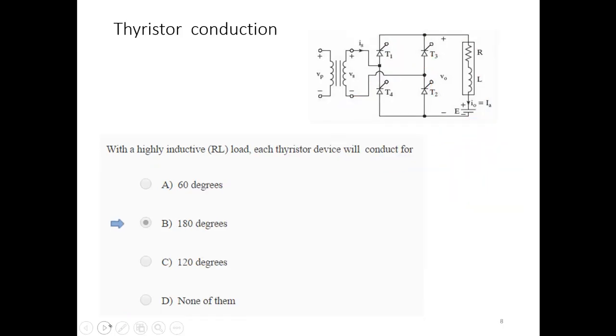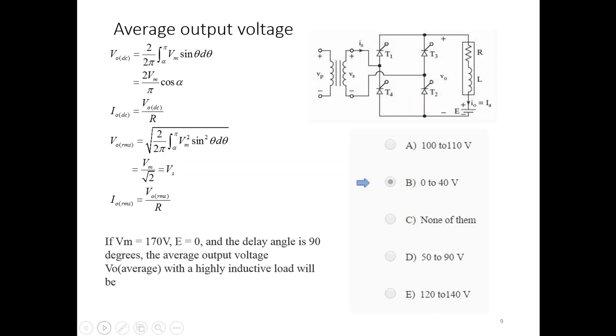With the highly inductive load, the thyristor will conduct for what? It will be 180 degrees. That means each thyristor will conduct for 180 degrees. 1 and 2 will conduct for 180 degrees, and 3 and 4 conduct for 180 degrees. That is the answer. The average output voltage in this particular case, you can do the integral from alpha to pi of Vm sine theta d theta. There will be 2 pulses because it is full wave, that's why you multiply by 2. This will be 2 Vm over pi, times cosine alpha.